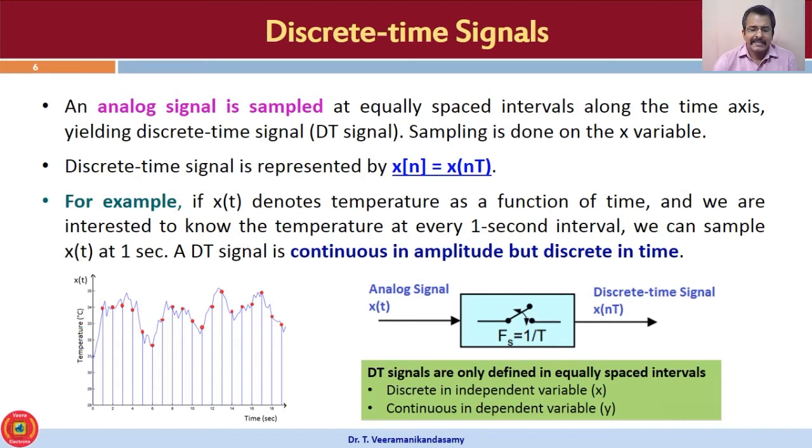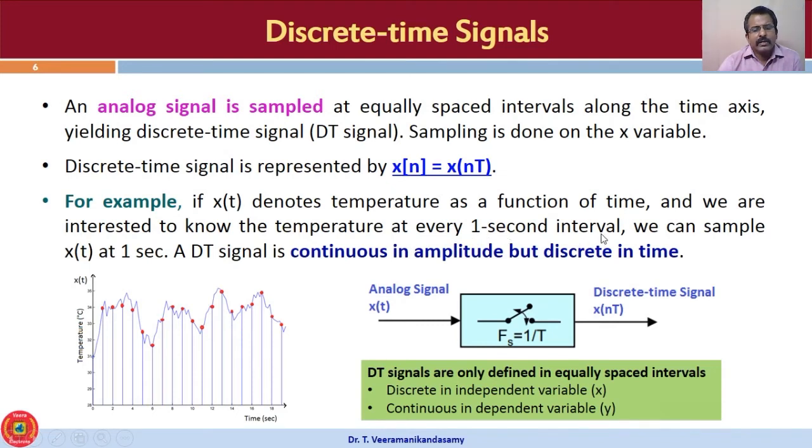So n takes a set of integers. The time interval between the integers is T. So x of n is defined only for integer values of n. For example, if x of t denotes temperature as a function of time, this is the temperature reading with respect to time. So this is the continuous temperature value with respect to the time variable.